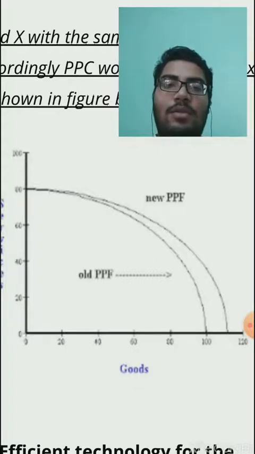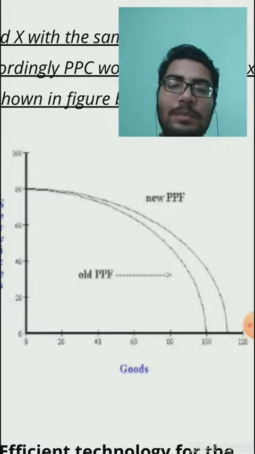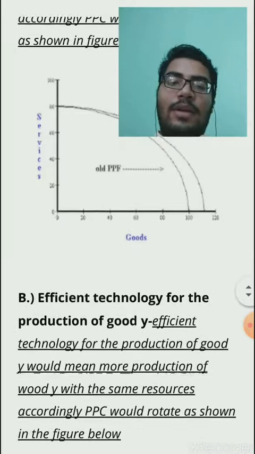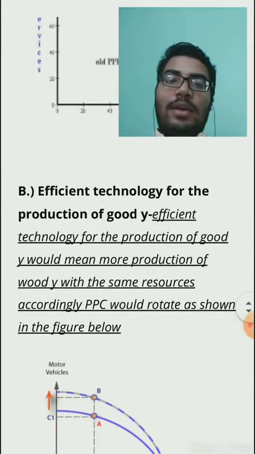ये सिचुएशन तब होगी जब कोई भी दो गुड हैं उनमें से किसी एक गुड की टेक्नोलॉजी के अंदर अगर इंक्रीज आ जाएगा तो विद द गिवन लेवल ऑफ रिसोर्सेज हम उसका प्रोडक्शन ज़्यादा कर पाएंगे। तो ये तो बात है जब एक्स एक्सिस पे कोई गुड हो। अब बात आती है वाई एक्सिस पे कि efficient technology for the production of good Y.